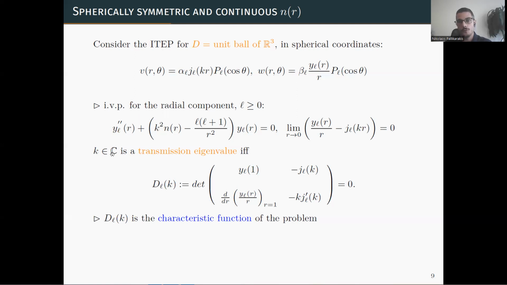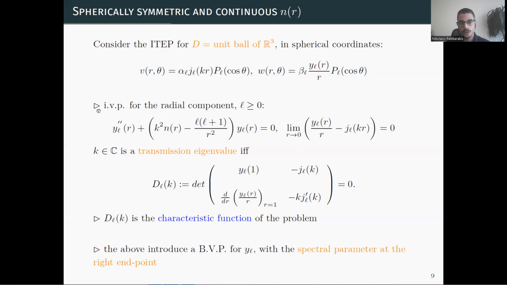we are looking for, the transmission eigenvalues, are roots of this determinant, and this determinant is the solution of the boundary conditions. So the complex values of K are transmission eigenvalues if and only if they are also roots of this function, which is going to be the characteristic function of the problem because its roots are the desired transmission eigenvalues.